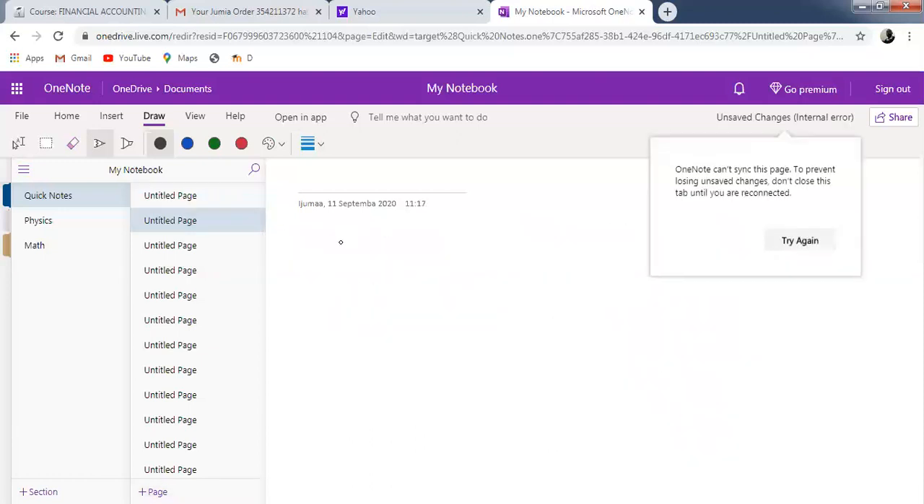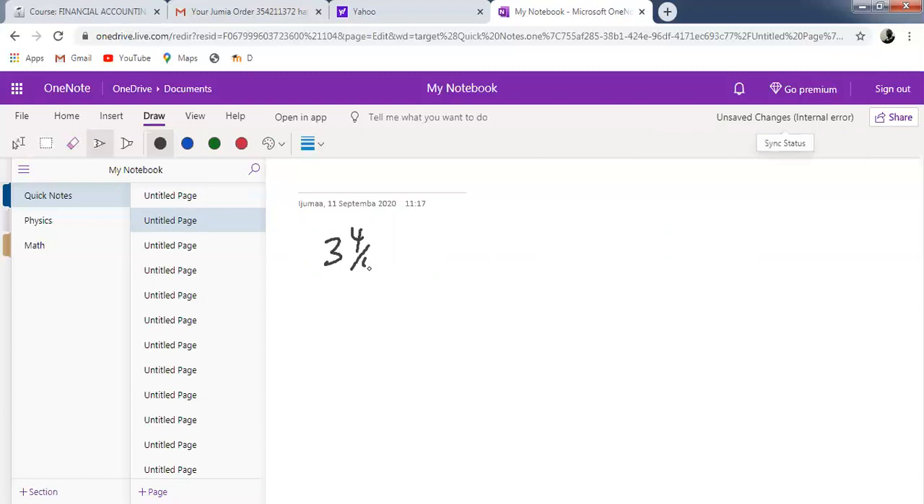For example, if you have 3 and 4 over 5, you can be told to convert this into an improper fraction. How are you going to do it? It is done like this. You multiply the whole number times the denominator. In this case, it is 3 times 5, then we add the numerator so that we can get the new numerator.